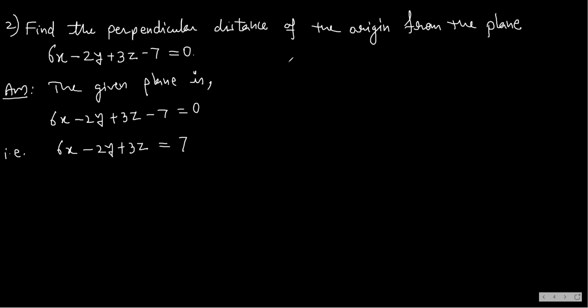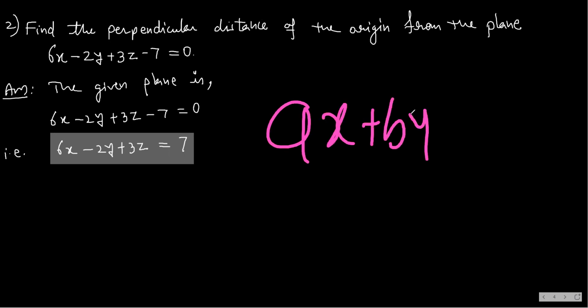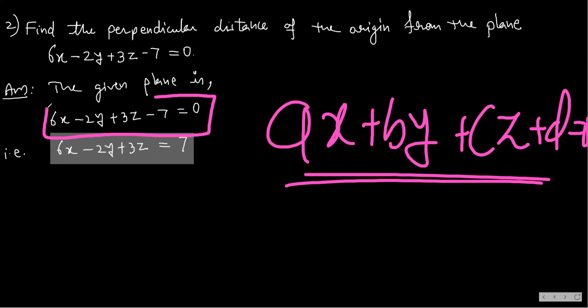So students, this is definitely a plane. I told you earlier that any equation in the form ax plus by plus cz plus d equals 0 is a plane. So we have a plane here. But this equation of the plane is not in normal form. It is the Cartesian equation of the plane, but this Cartesian equation is not in normal form.